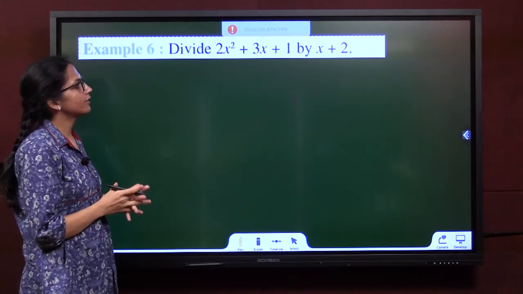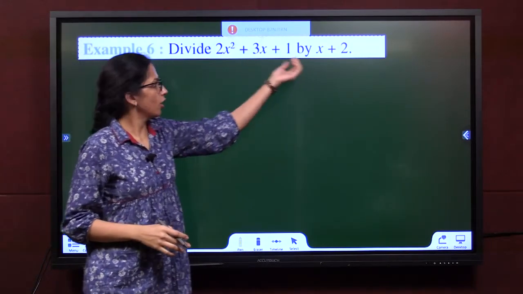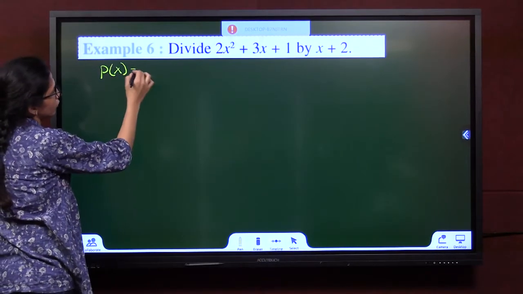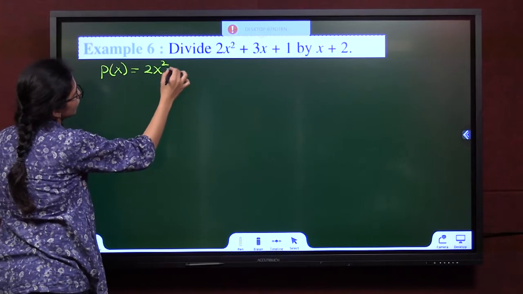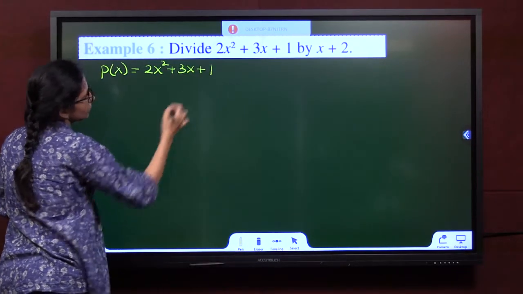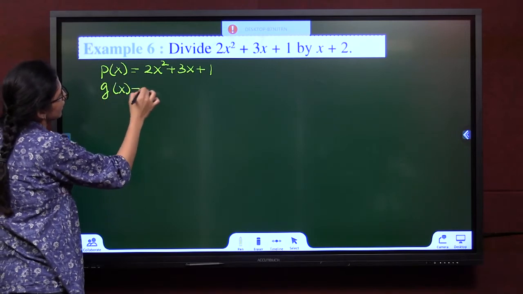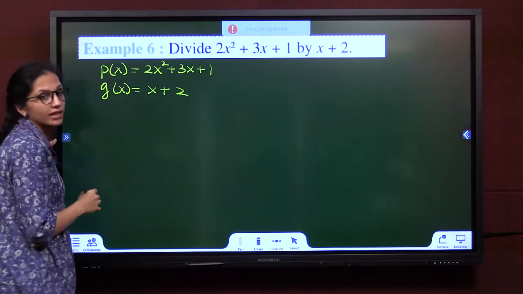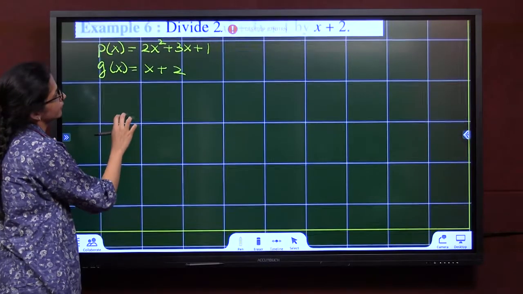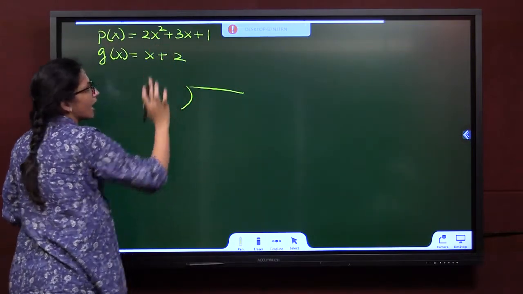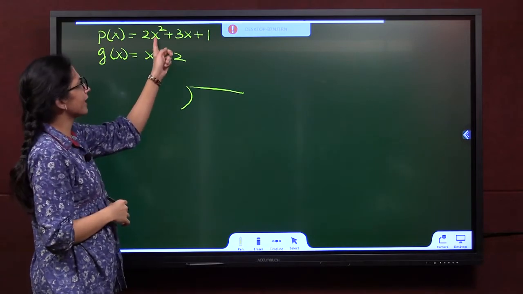Example 2 is given. Divide this by this. So obviously the first one is my p of x according to what we have learned in the algorithm. P of x is equal to 2x square plus 3x plus 1. G of x is equal to x plus 2. Now we have to divide it. Okay, so let's start. P of x will be here. Highest degree to lowest degree. It's already in highest degree to lowest degree.